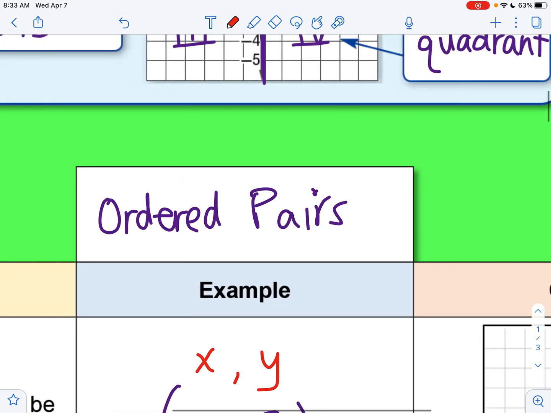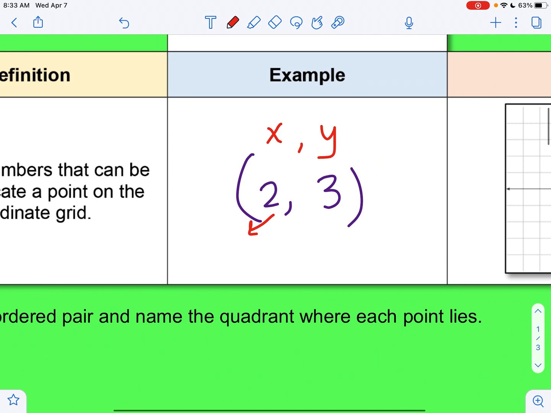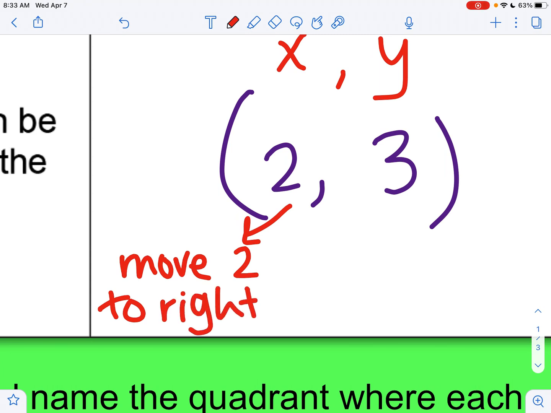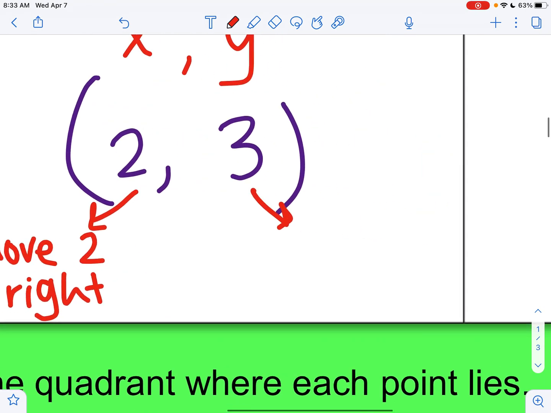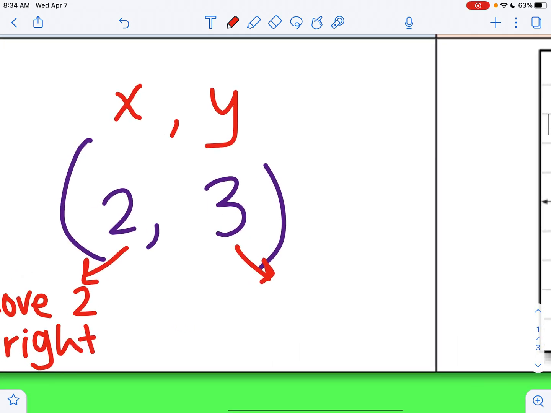What this 2 means is I'm moving on my x-axis. Remember, our x-axis is this one here. We are moving 2 to the right. And then our 3 is our y-axis. If we take a look at our graph, our y-axis is this one that's going up and down. So we are going to be moving 3 up.